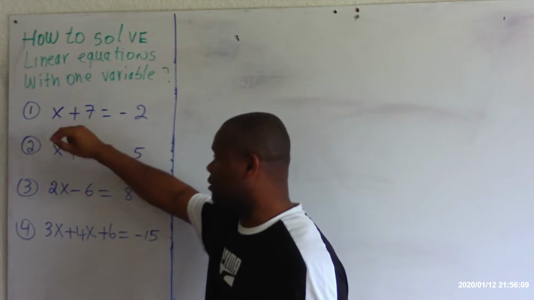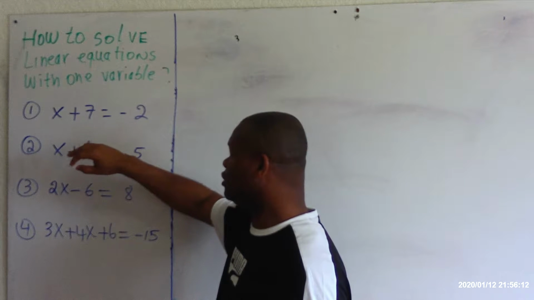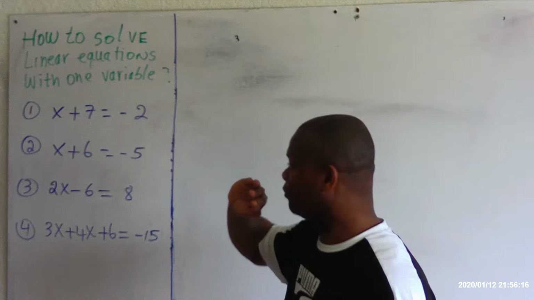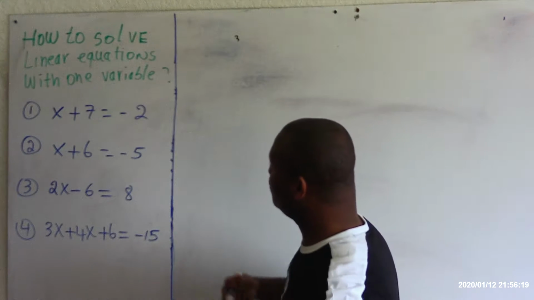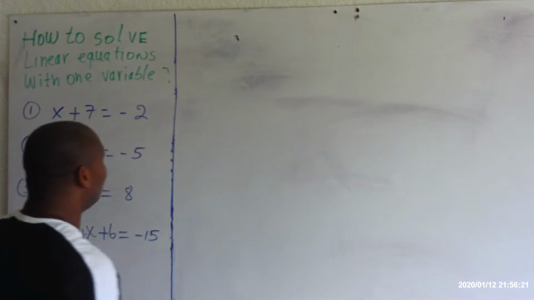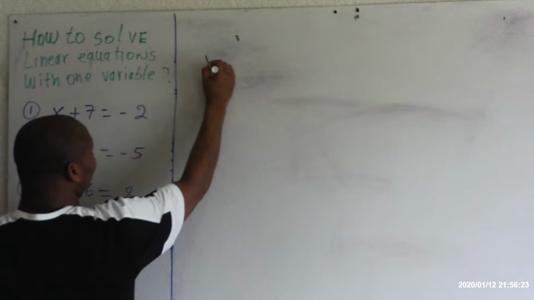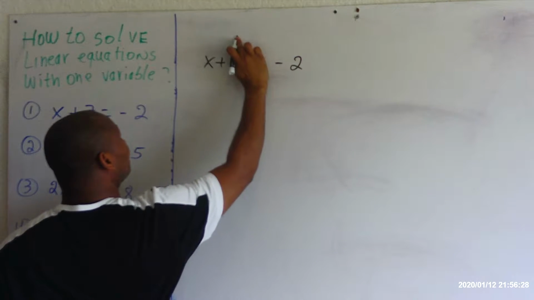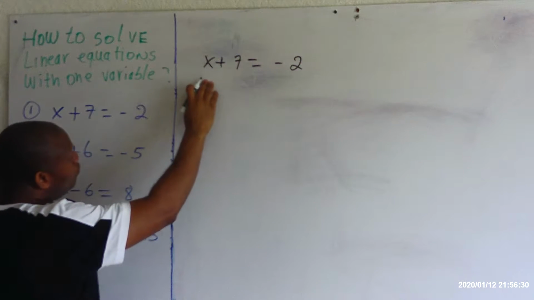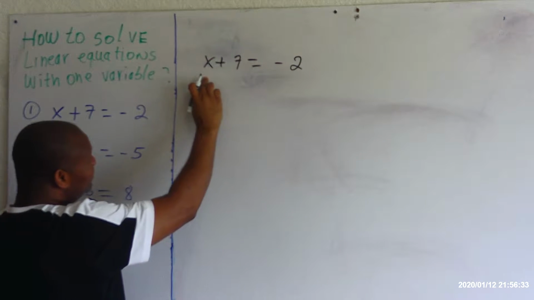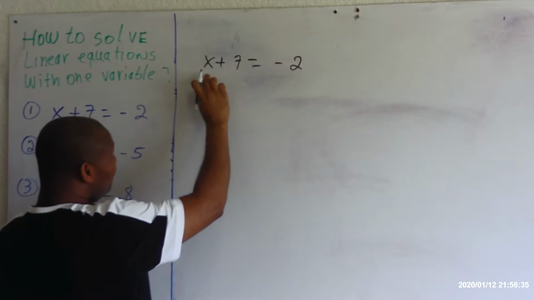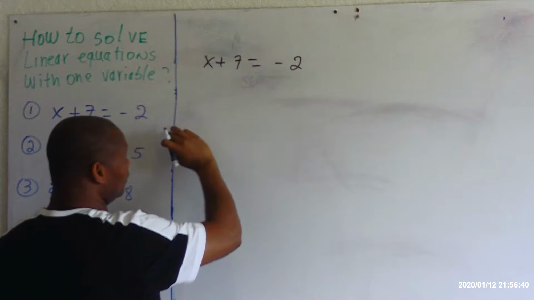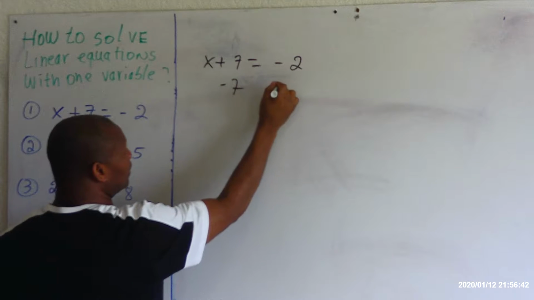We're going to find x. In order to find x, we need to subtract 7 from both sides. Alright? Let's start with the first example. We have x plus 7 equals negative 2. My goal is to get x by itself. In order to have x by itself, I need to subtract 7 from both sides. Okay? Let's subtract 7 from both sides.